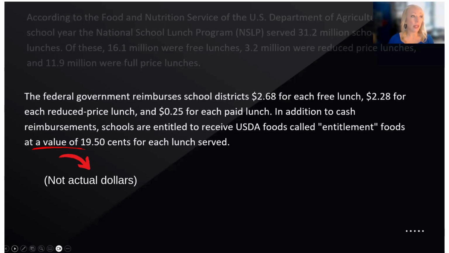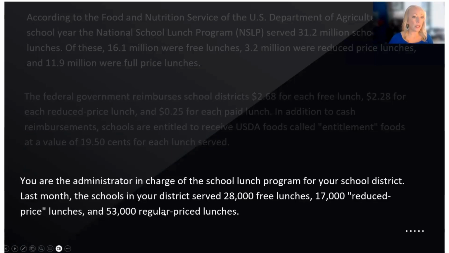The federal government reimburses school districts $2.68 for each free lunch, $2.28 for each reduced price lunch, and 25 cents for each paid lunch. In addition to cash reimbursements, schools are entitled to receive USDA foods called entitlement foods at a value of $19.50 for each lunch served. You are the administrator in charge of the school lunch program for your school district.